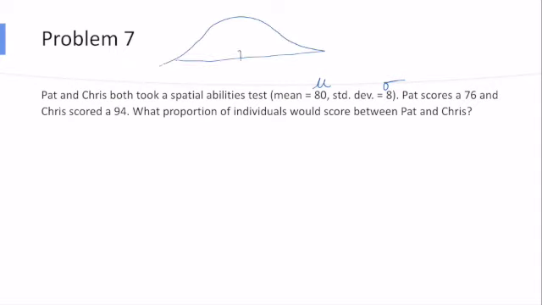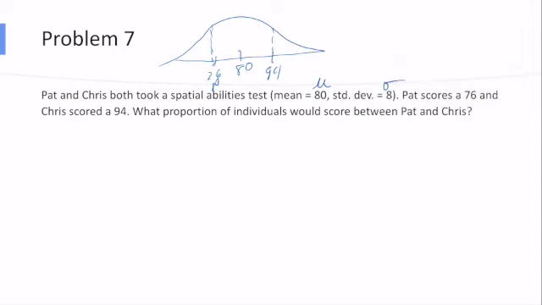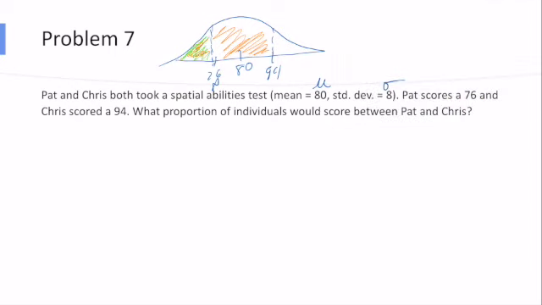So my mean is 80. I've got Pat over here with a 76, and I've got Chris with a 94. And I want to figure out this area. Now remember, when I find a z-table value, that tells me the area less than this value. So for 94, my z-table value will tell me all of this. And for 76, my z-table value will just tell me this. So if I take my z-table value for 94 minus our z-table value for 76, it's going to leave me with just what's in here.